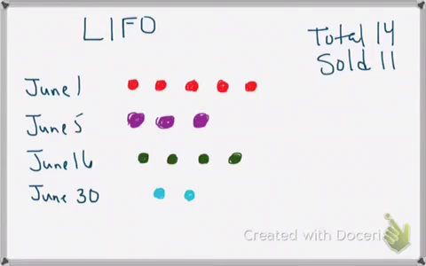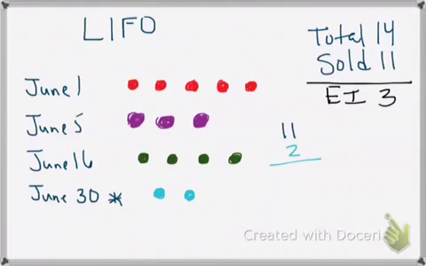Again, we're going to look at LIFO. We have a total of 14 here. We have sold 11. What that means is that our ending inventory is going to hold 3. Now, under this LIFO system, we sold 11 units. So which ones are we going to sell first? Well, we're going to sell these last units first because it's last in, first out. So the first units that we're going to sell are going to be those blue units, and that is going to leave us with 9 to sell.